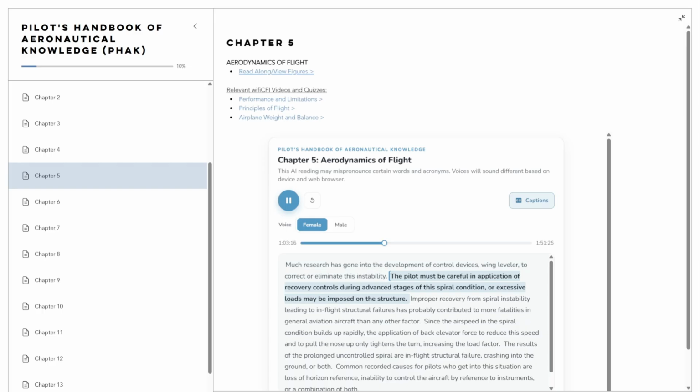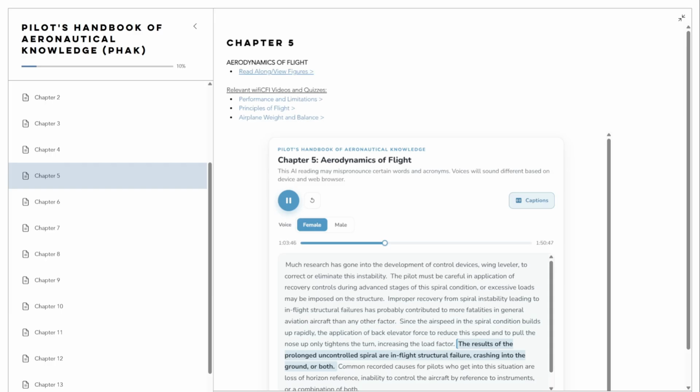The pilot must be careful in application of recovery controls during advanced stages of this spiral condition, or excessive loads may be imposed on the structure. Improper recovery from spiral instability leading to in-flight structural failures has probably contributed to more fatalities in general aviation aircraft than any other factor. Since the airspeed in the spiral condition builds up rapidly, the application of back elevator force to reduce this speed and to pull the nose up only tightens the turn, increasing the load factor.